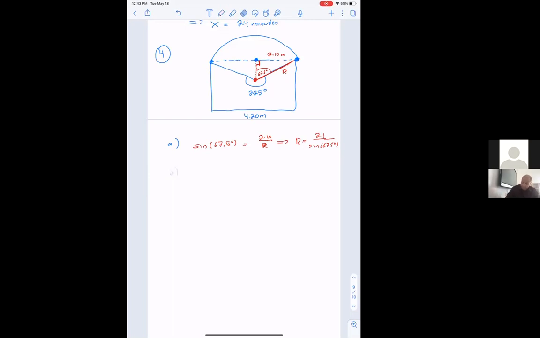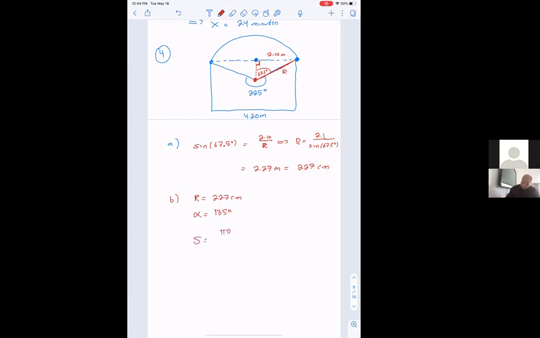And that does give us what's in the back of the book, 2.27 meters, or 227 centimeters. So now part B, find the length of the arc to the nearest centimeter. Well, now that I have that the radius is 227 centimeters and the angle of the arc, the whole top, is 135 degrees.